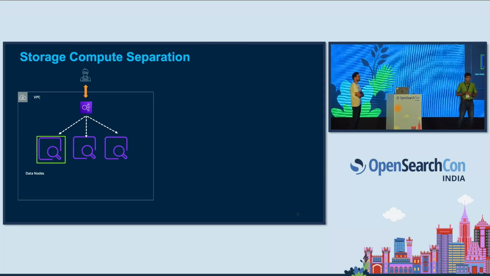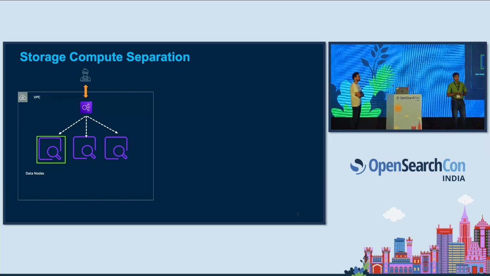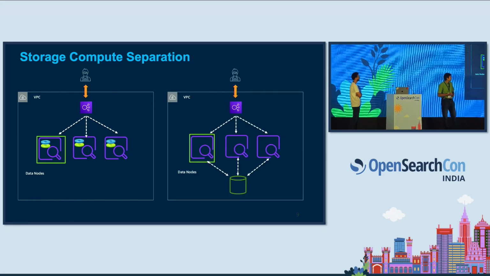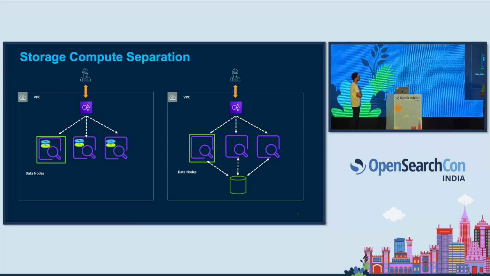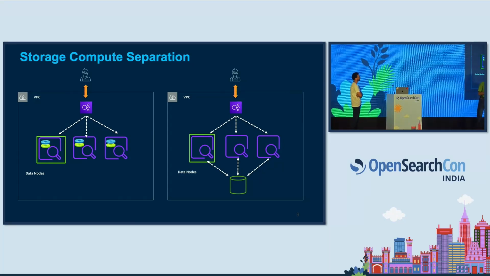So with this, storage compute separation came in, right? This is the current architecture, where the data nodes have a local disk attached to them where they store all the data. Now this is what we are moving towards. The compute and storage are completely decoupled. Your data gets stored in the object store, so your compute nodes can scale independently. Also the storage can scale independently. They are not tied to each other, right?